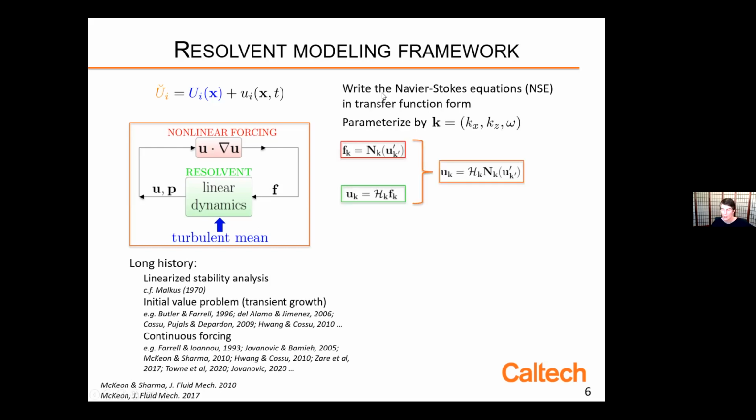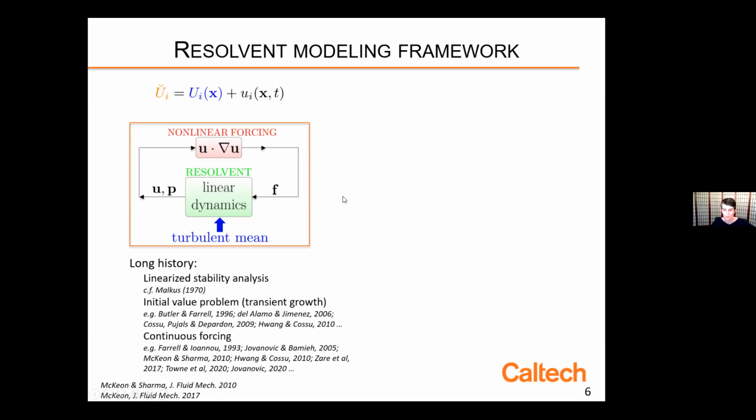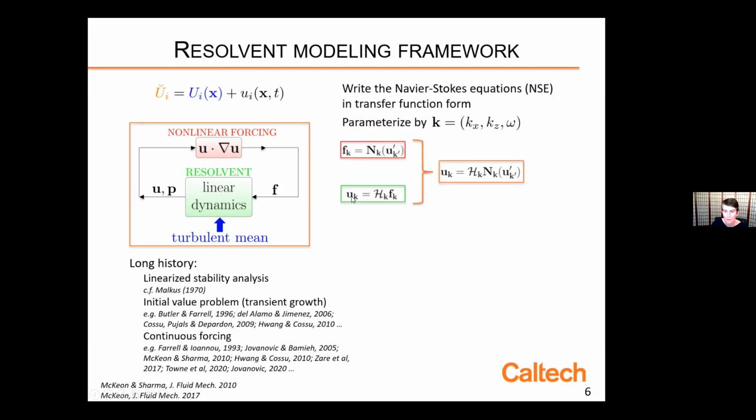And so if we actually write the Navier-Stokes equations in this transfer function form, the green part here, once we have Fourier transformed in homogeneous directions, so here let's consider a channel flow, so we can Fourier transform in the streamwise and the spanwise directions and in time. So I'll parameterize by this bold K. So the green part then is that for every K, we can write the response U in terms of the resolvent acting on the forcing. The red part then is that the forcing must be given by the nonlinear interaction, quadratic interaction of the U's at all other K's. So K prime here.